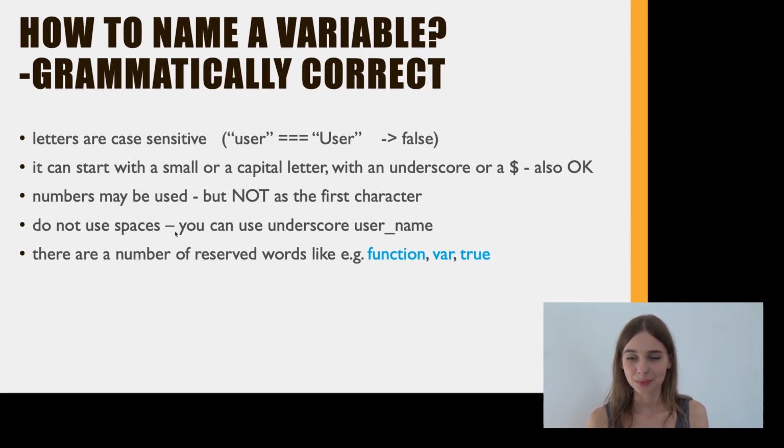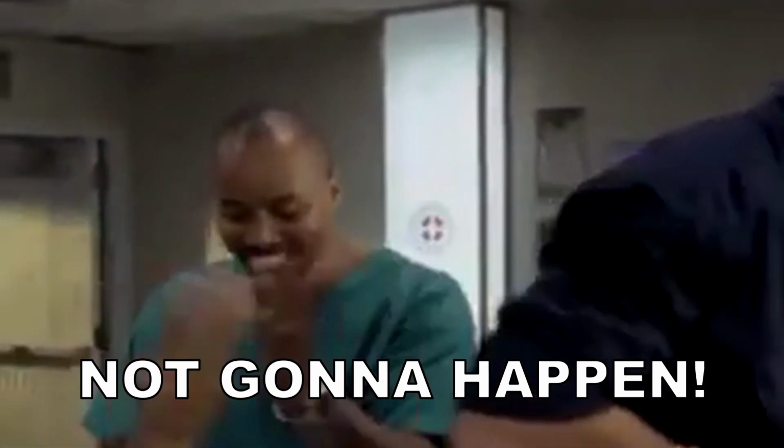And last but not least, there are a number of reserved words, like, for instance, function or var or true. So if you want to create a variable, you can't name it var or true or function. It's a pretty good number of words, quite a lot of them. But it isn't really necessary for you to memorize them or look for them. It all comes naturally because the console will throw an error. If you try putting a variable and call it a function, it's going to throw an error, and so you will know that that's no way to do it. Not gonna happen!